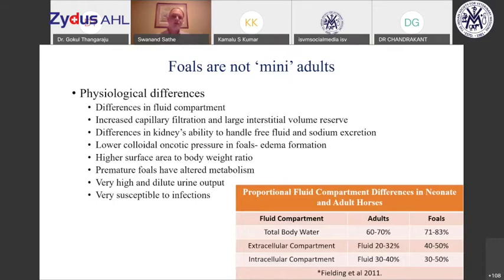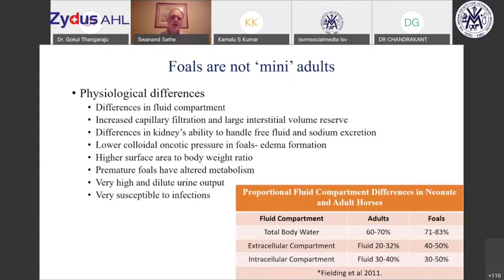One easy way to evaluate if a foal is getting well hydrated, or if the foal is getting overzealously hydrated, is to check its urinary specific gravity. Urine specific gravity in foals is isosthenuric to hyposthenuric. You can have urine specific gravity up to 1.009, at the most up to 1.015. Above that, the specific gravity indicates that this foal is actually conserving water.